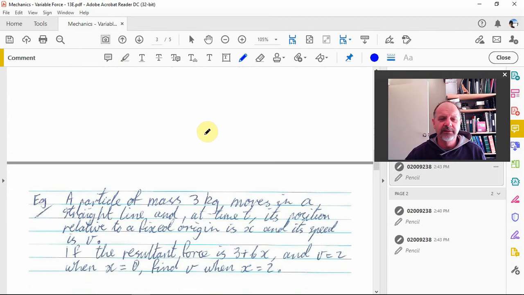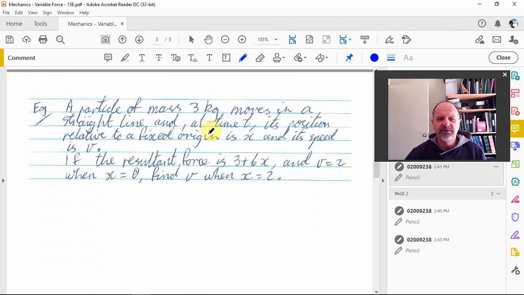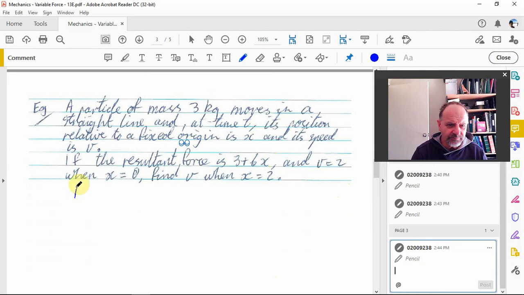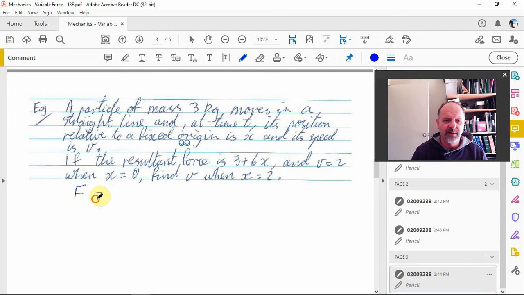Okay, the next example I've got here. A particle of mass 3 kilos moves in a straight line. At time t, its position relative to a fixed origin is x, and its speed is v. If the resultant force is 3 plus 6x, and v equals 2 when x equals 0, find v when x is 2. Alright, so in this case, our force expression is not in terms of time like the one that varies with time, but varies as how far away it is from this origin.